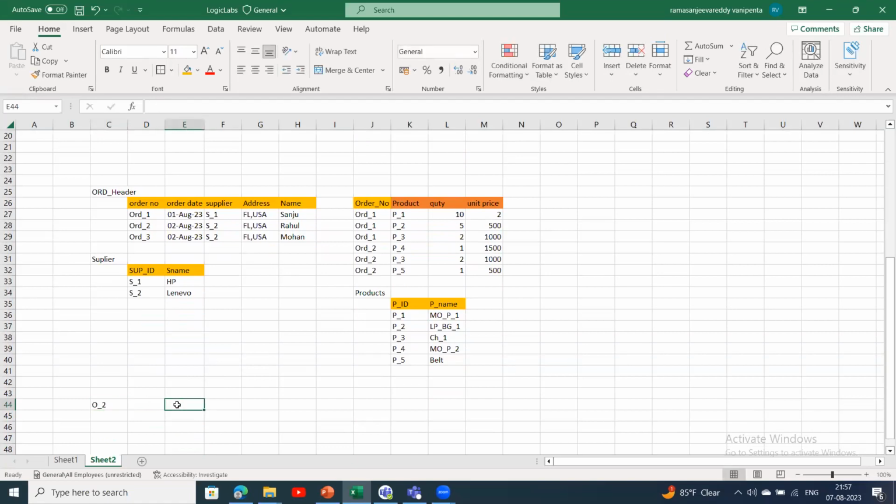So, by considering this data, please tell me, for order two, what is the product from this data? Tell me, it's an open option to everyone, guys. For order two, what is the product?